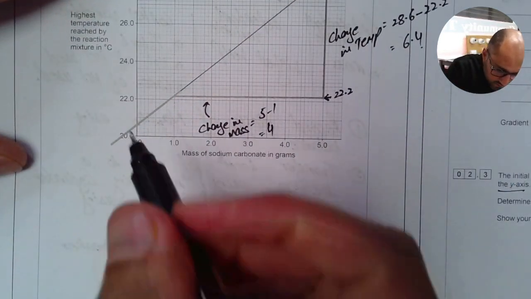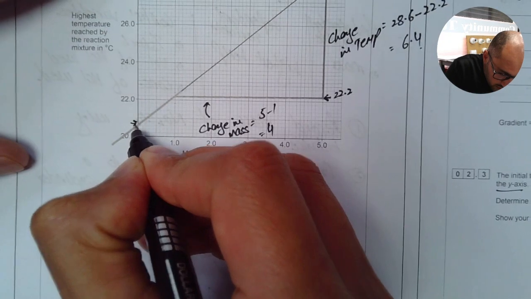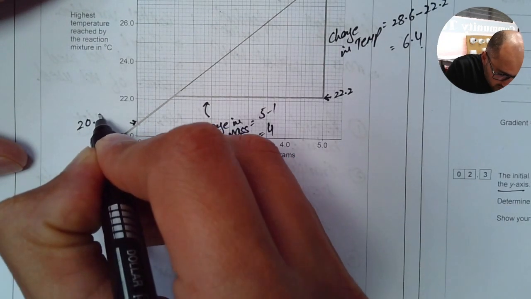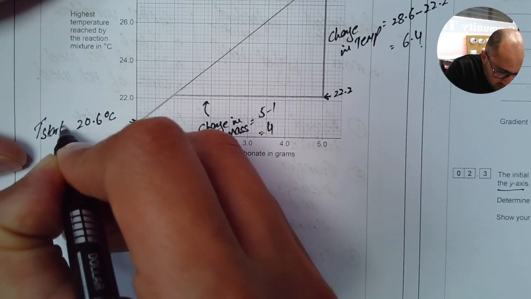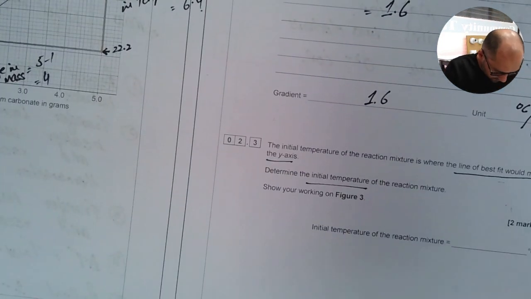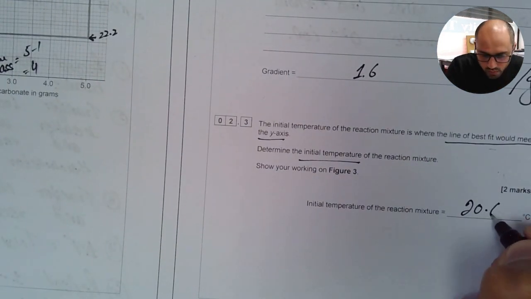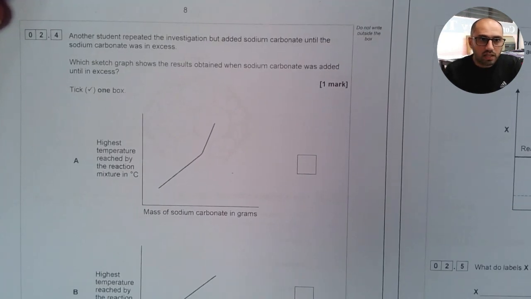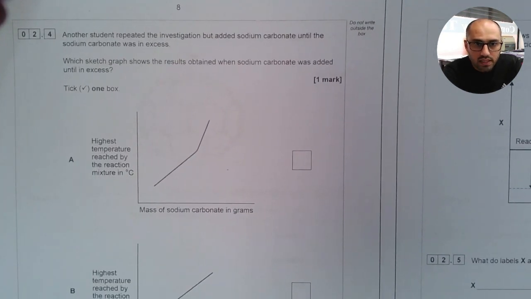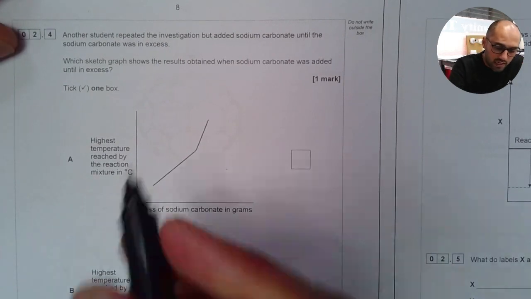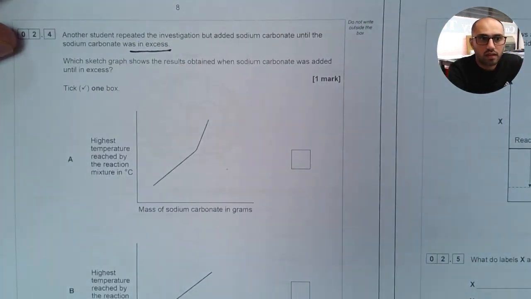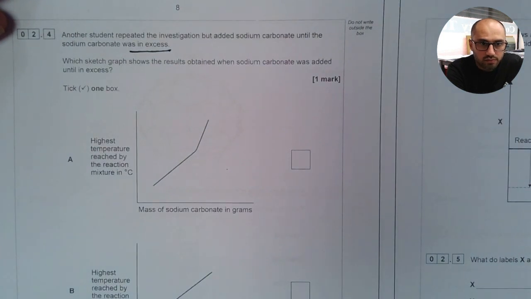If I look at it, the value here is about 20.6 degrees Celsius. This is my T start. So the answer for this question will be 20.6. Next part says another student repeated the investigation but added sodium carbonate until the sodium carbonate was in excess. Which sketch graph shows the results obtained when sodium carbonate was added until in excess?